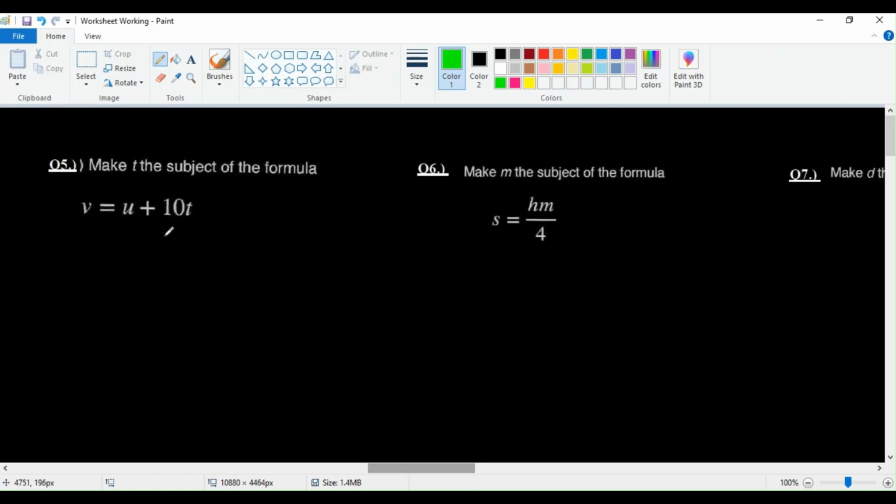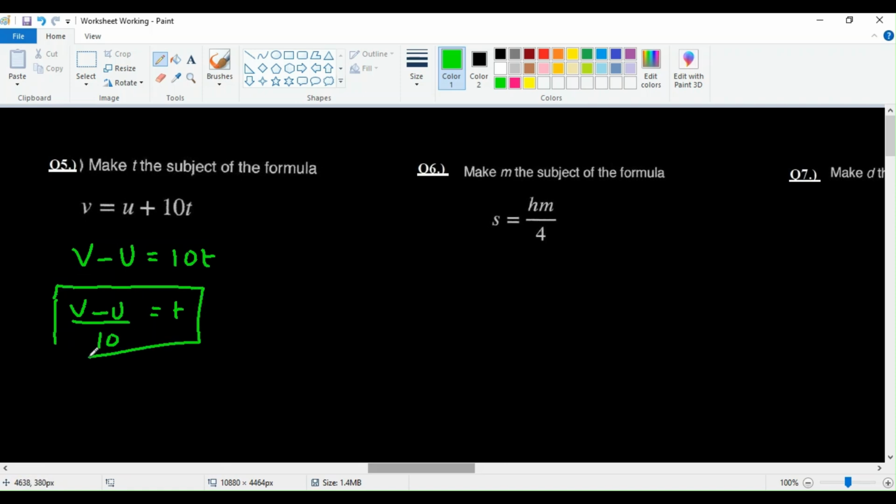Now comes question number 5, in which we need to make t the subject. That means we need to find out how much t is equal to. So first we take u to the other side. This gives us 10t, and now 10 is multiplying t, so 10 is going to go to the other side, and v minus u over 10 is going to be your final answer. So this is now t as the subject of this formula.